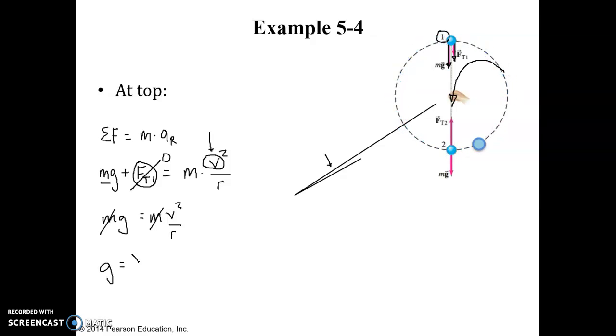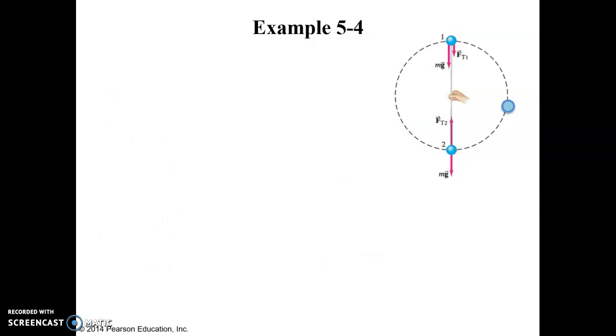So we've got g equals velocity squared over r. So if we want to solve for velocity, multiply both sides by r. So now we've got gr is equal to v squared, and then v is equal to the square root of gr. Okay, so let's finish this up with v equals the square root of gr.